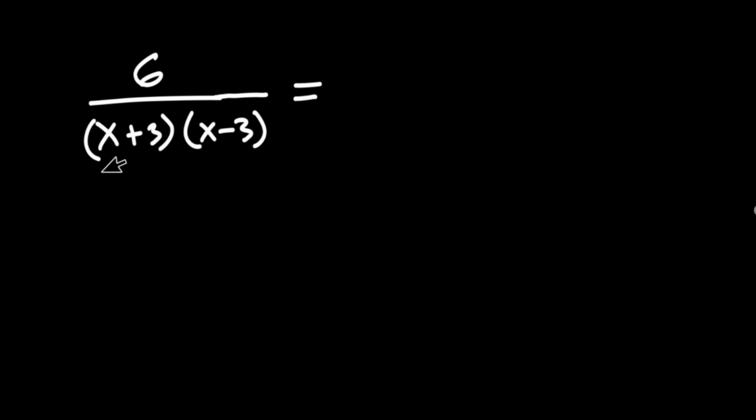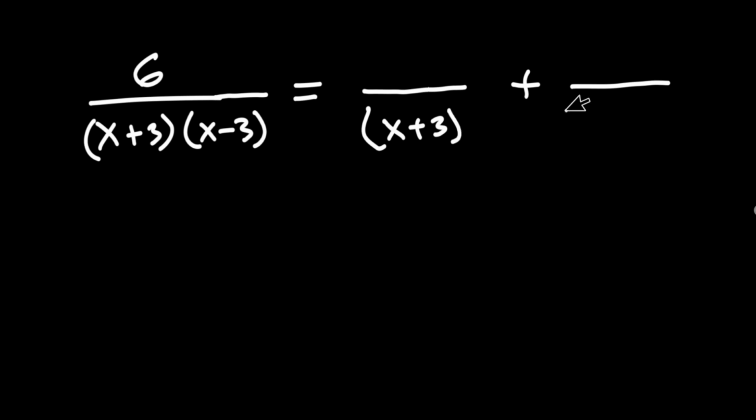Now you notice that we have two factors right here, one and then this one. So meaning if we express this in partial form, we're going to end up getting two different fractions. So this is our first fraction, then plus the second one. And of course, the denominator of this fraction is going to be the factor right here, that is x plus 3. Then the denominator of the second fraction is going to be x minus 3.